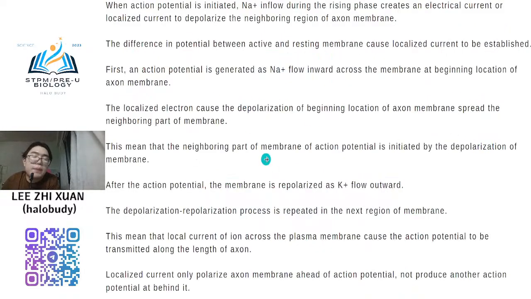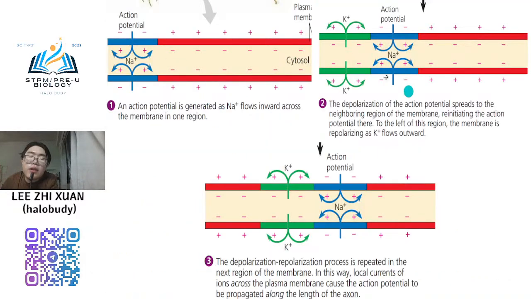This is the explanation actually. When the action potential is initiated, it will create an electrical current, which we call a localized current, to depolarize the neighboring region. When the sodium ion channel is already here, it will trigger the electrical impulse and start to depolarize this region.